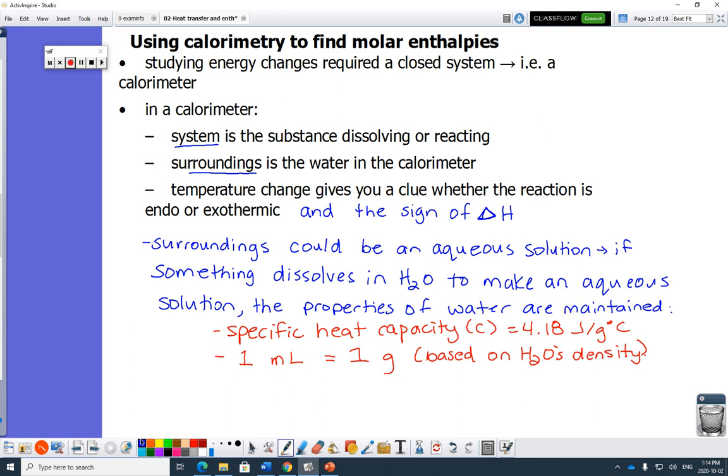Okay, so we're going to need that because when we do Q equals m c delta T, the m we're talking about is actually milliliters of water. They're the same because water's density is 1.